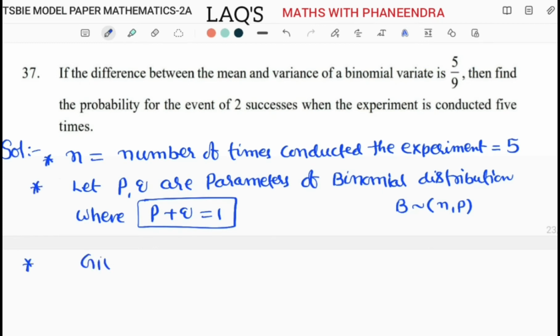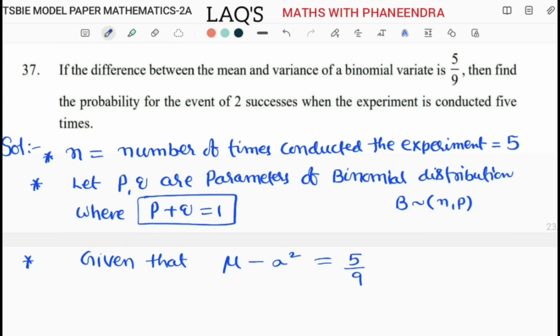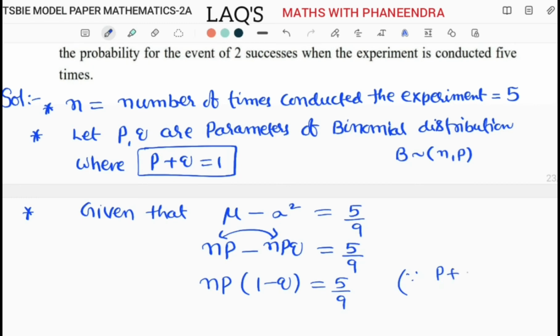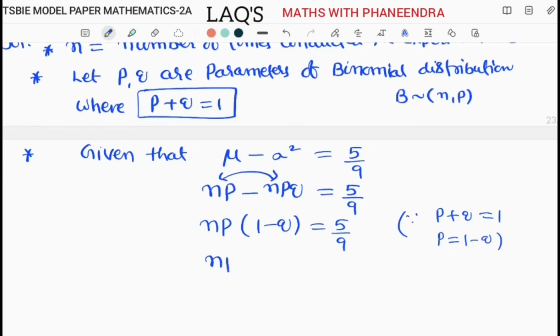Given that the difference of mean and variance, mean is denoted by mu, variance is denoted by sigma square, is equal to 5 by 9. Mean of the binomial variate is np. Sigma square, the variance, is npq. So np minus npq is equal to 5 by 9. From these two take np common, so np into (1 minus q) is equal to 5 by 9. Since p plus q is equal to 1, p is equal to 1 minus q. In place of 1 minus q, we write p. So np into p is equal to 5 by 9.